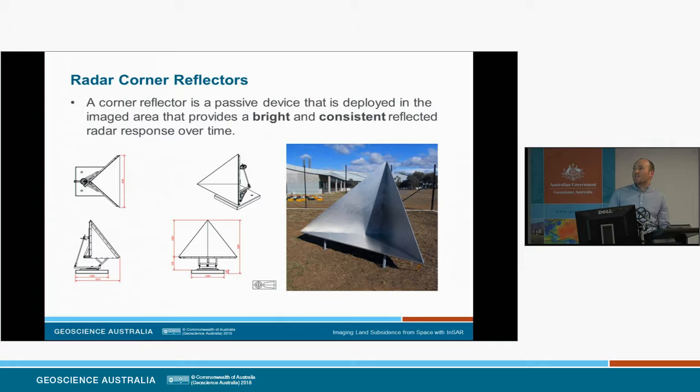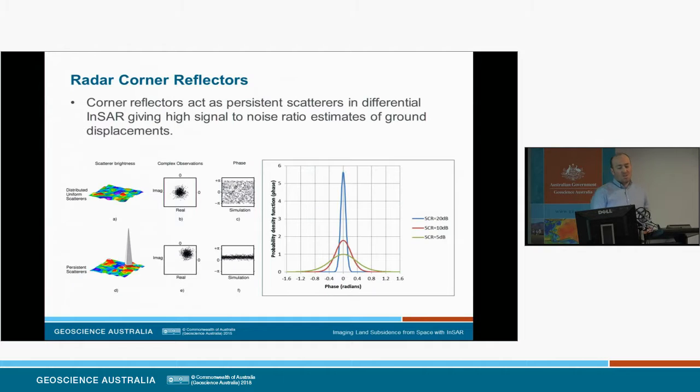A radar corner reflector is a device that we deploy in our area of interest. It's a passive device that reflects incoming radar energy, and that reflection is very bright and consistent through time. It's constructed of 3 orthogonal plates. The radar energy comes in, bounces off the 3 plates, and is sent back in the same direction as it came in, somewhat similar to an optical prism. In terms of the phase, the corner reflector acts as a persistent scatterer, so that we can get very high signal-to-noise ratios of ground displacement through time.